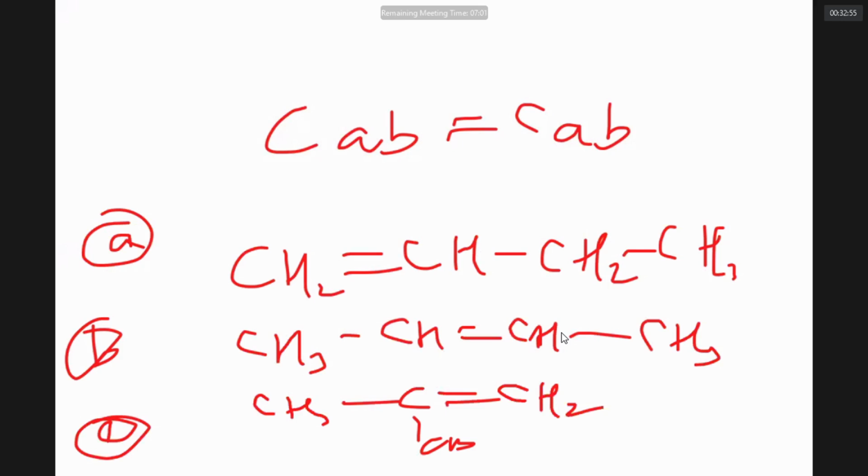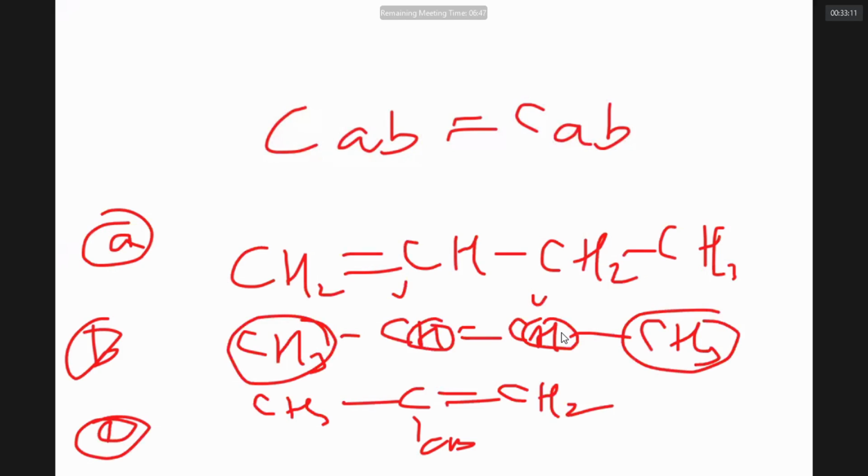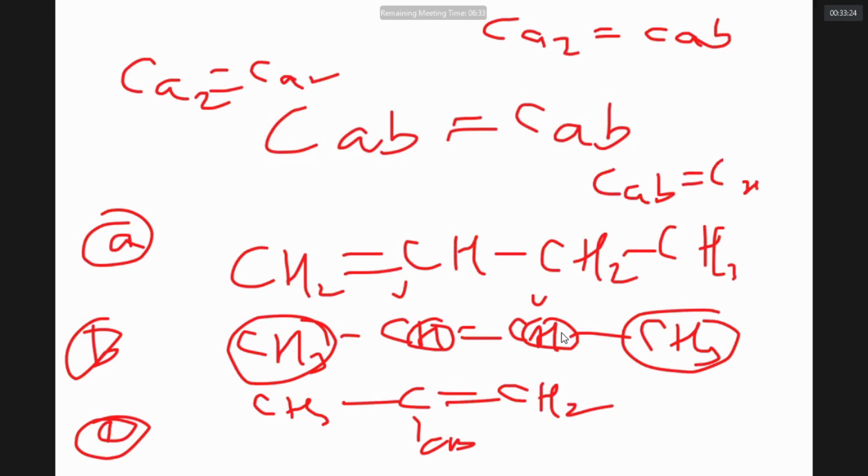In ABC, which can show geometrical isomerism? Only A, only B, only C, all ABC. Only B. To show geometrical isomerism, C double bond C must be linked to AB. If it is like CA2 double bond CAB, it can't show geometrical isomerism. If it is like CA2 double bond CA2, it can't show. If it is like CAB double bond CXY, then it can show geometrical isomerism.